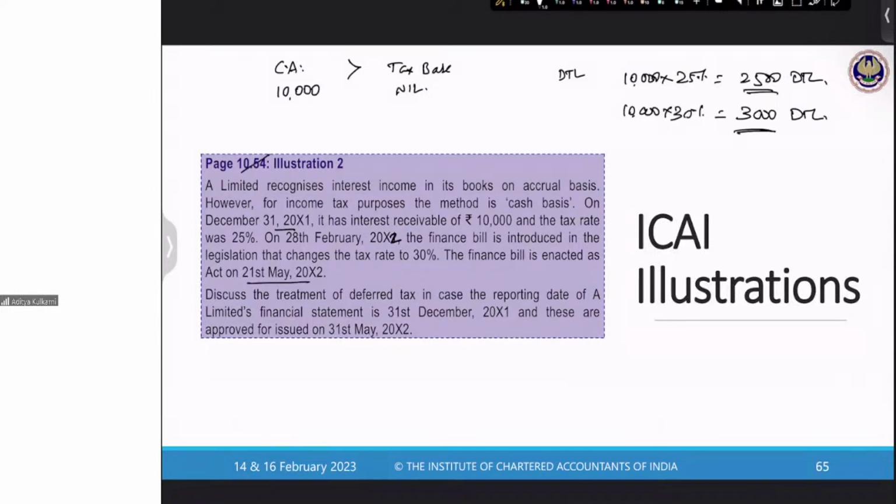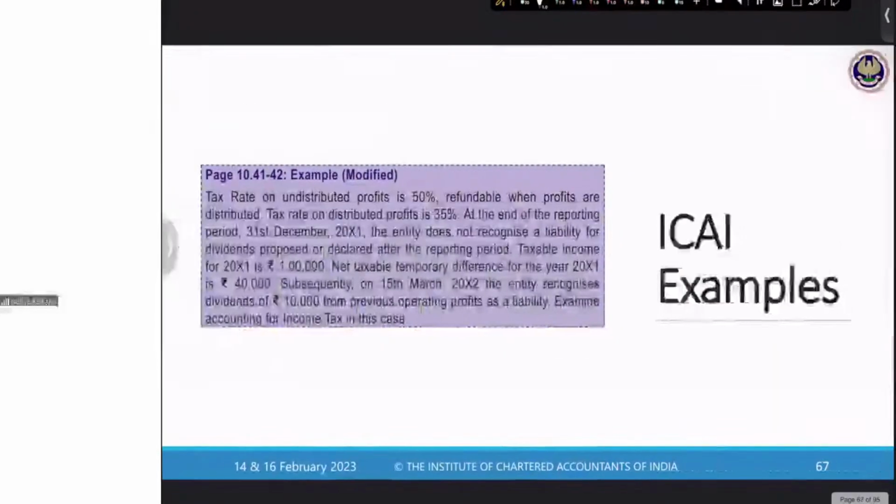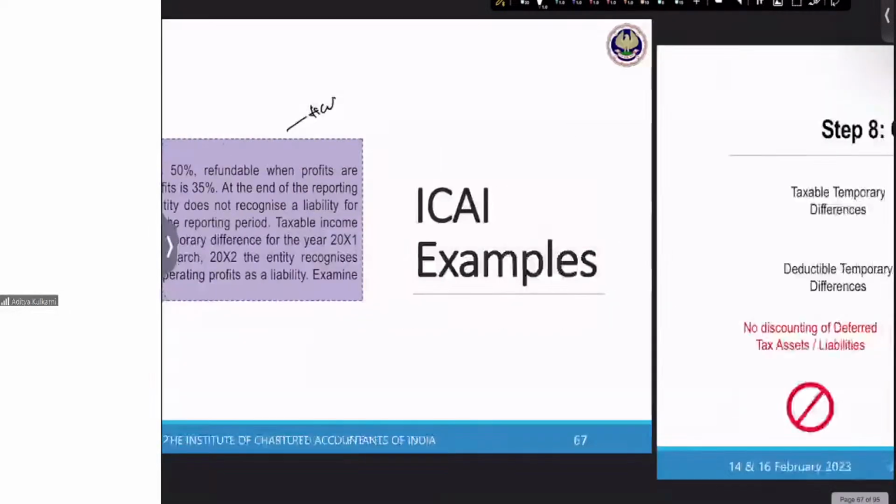This is page 10.58, illustration 7. So that is my illustration. Okay. Distribution of dividends. Measure it at the rates applicable to undistributed profits. So I leave this for homework.